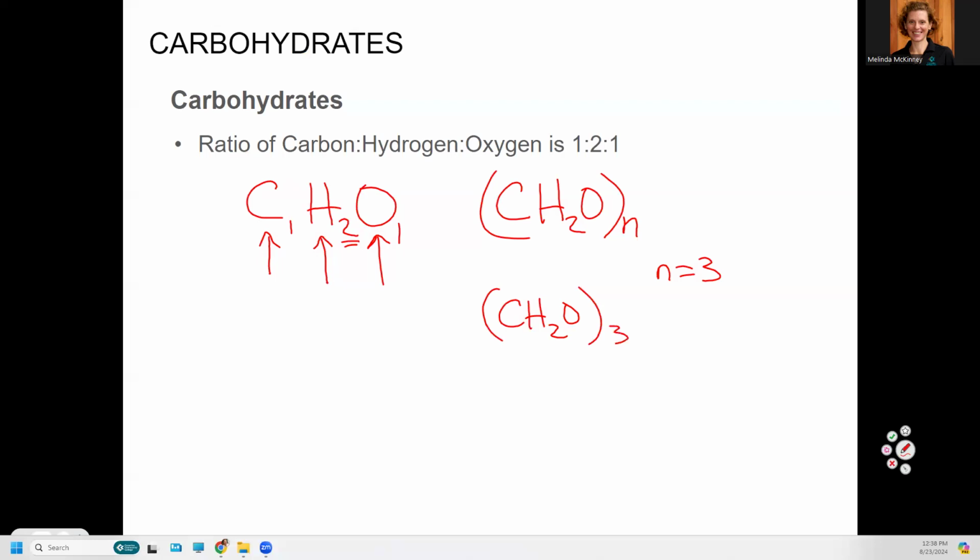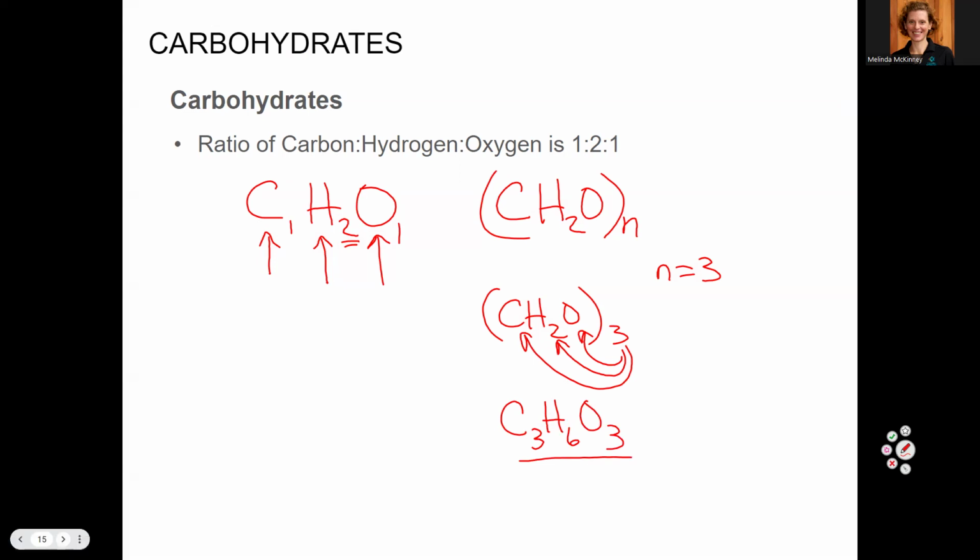(CH2O)3, which is really the smallest unit of a carbohydrate. And you would just distribute this 3 to each atom, and you have C3H6O3 as an example of a simple carbohydrate. All right.